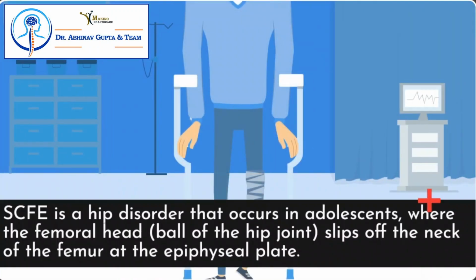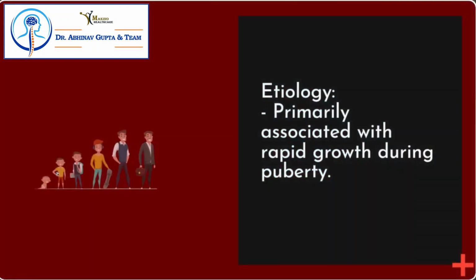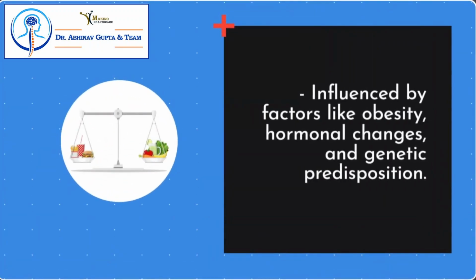SCFE is a hip disorder that occurs in adolescence, where the femoral head, the ball of the hip joint, slips off the neck of the femur at the epiphyseal plate. Etiology: primarily associated with rapid growth during puberty. Influenced by factors like obesity, hormonal changes, and genetic predisposition.